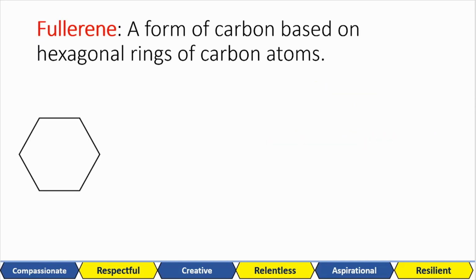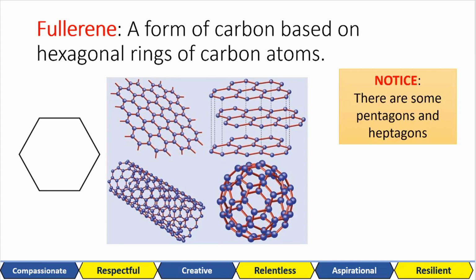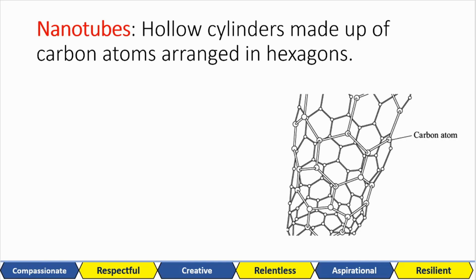This brings us to fullerenes, which are forms of carbon based on hexagonal rings of carbon atoms. Some may have rings of 5 or 7 atoms within them. The first fullerene that was discovered was this one here, the Buckminster fullerene, which is a spherical shaped molecule with 60 carbon atoms. This structure is called a carbon nanotube. And this is basically all the information you need to know about nanotubes.